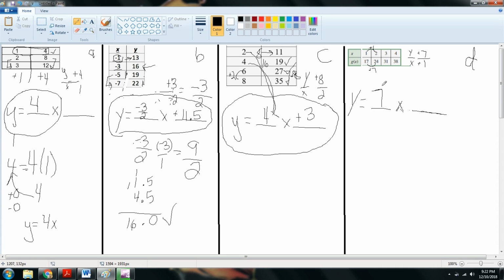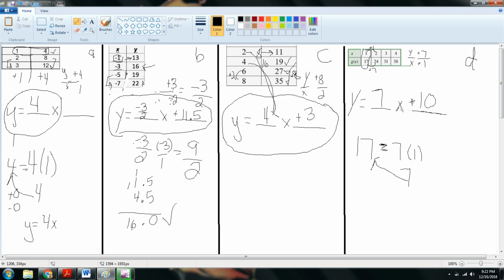And it might be the equation, it might not. I should check it with a coordinate. I'm going to check 1, 17. So that should say 17 equals 7 times 1. Well, that's obviously not true, so we do have a y-intercept value here. 7 times 1 is 7. But I need to be at 17, so that must mean I need to add 10 to make this equation work and start up 10 from the origin.